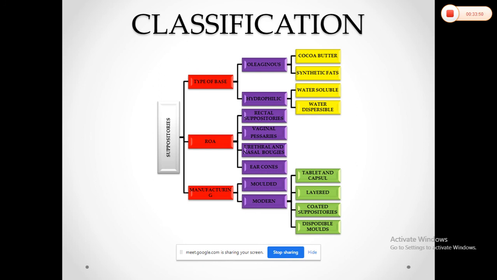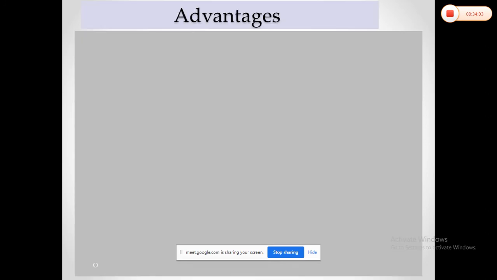So these are the types of suppositories on the basis of the type of base that is used, on the basis of route of administration, and on the basis of the manufacturing methods that we are using. Now we will discuss some advantages and disadvantages of the suppository base.